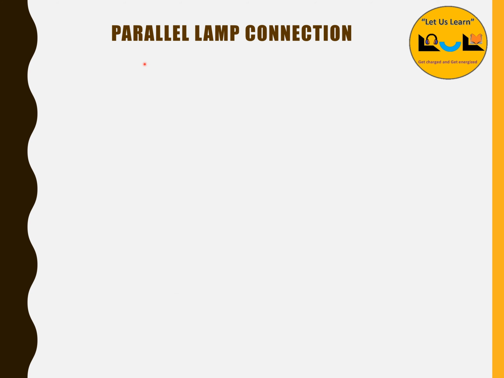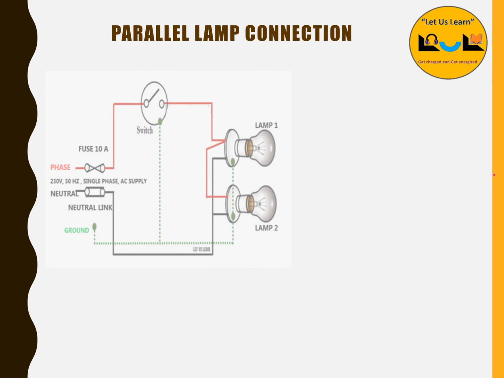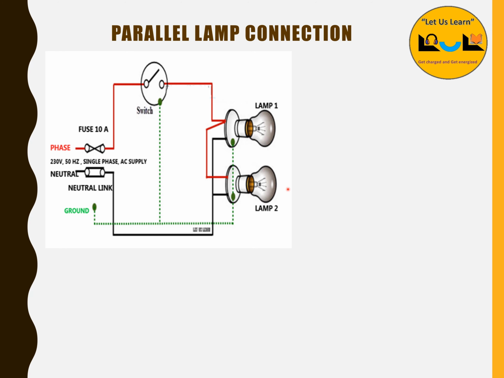Following that, we are going to discuss the parallel lamp connection. Parallel lamp means the two lamps, L1 and L2, are connected such that the starting terminal is connected to the starting terminal and the ending terminal is connected to the ending terminal. This fashion is called a parallel lamp. As we already discussed, in a parallel circuit the voltage will remain constant and the current will be different. So here, if lamp 1 is damaged, lamp 2 will be in the on position.